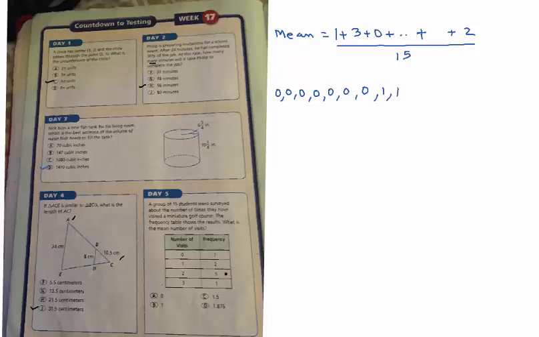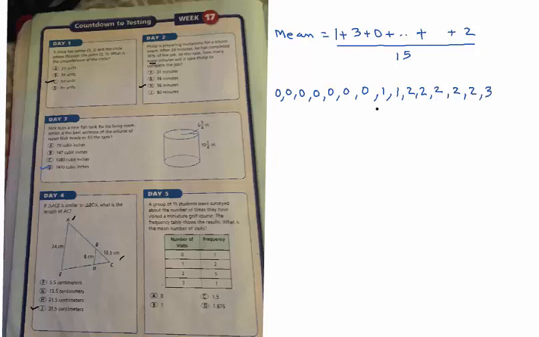And then similarly, 5 students say that they visited the golf course 2 times, or twice. So we have 2, then another 2, then another 2, then another 2, then another 2. And finally, 1 student saying that he or she visited this golf course 3 times. So we have a 3 in the end.